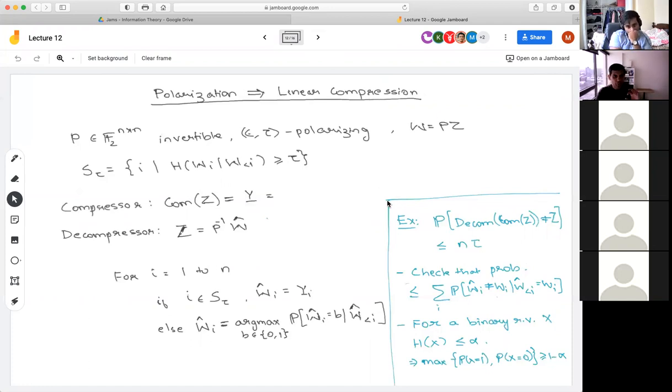So my claim is that if you have a polarizing invertible matrix, then you have a compression scheme. And the compression scheme is just that you multiply Z with your matrix, but ignore all coordinates outside this set S tau and just throw them away, and only return the coordinates in S tau. Another way of saying it is just P sub S tau times Z, where you just delete all rows which are not in S tau.